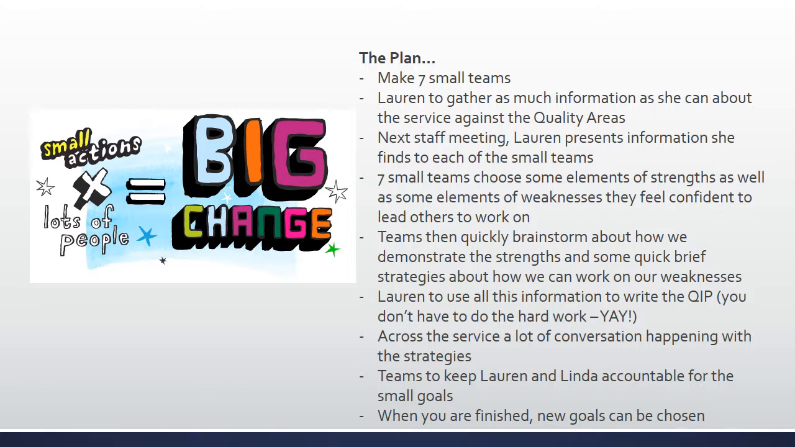Teams hopefully will be able to quickly brainstorm how we want to demonstrate our strengths and some brief strategies about how we want to work on our weaknesses. Now, I've already started working on the presentation for next time, and I have given examples of strategies so that all you will have to do is choose one, or if none of them are applicable, then you can write your own. Then after the staff meeting, I'm going to use all of the information to write the quality improvement plan.